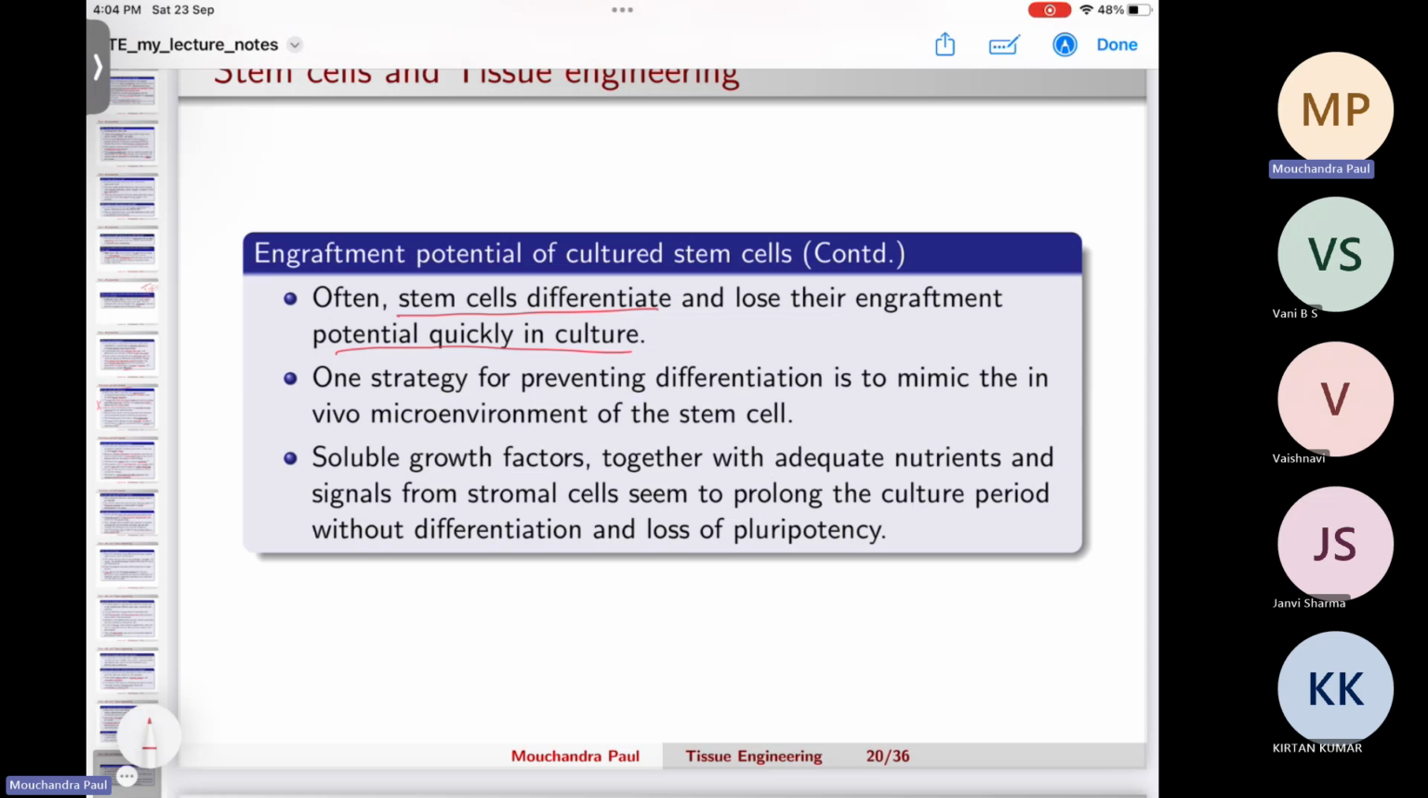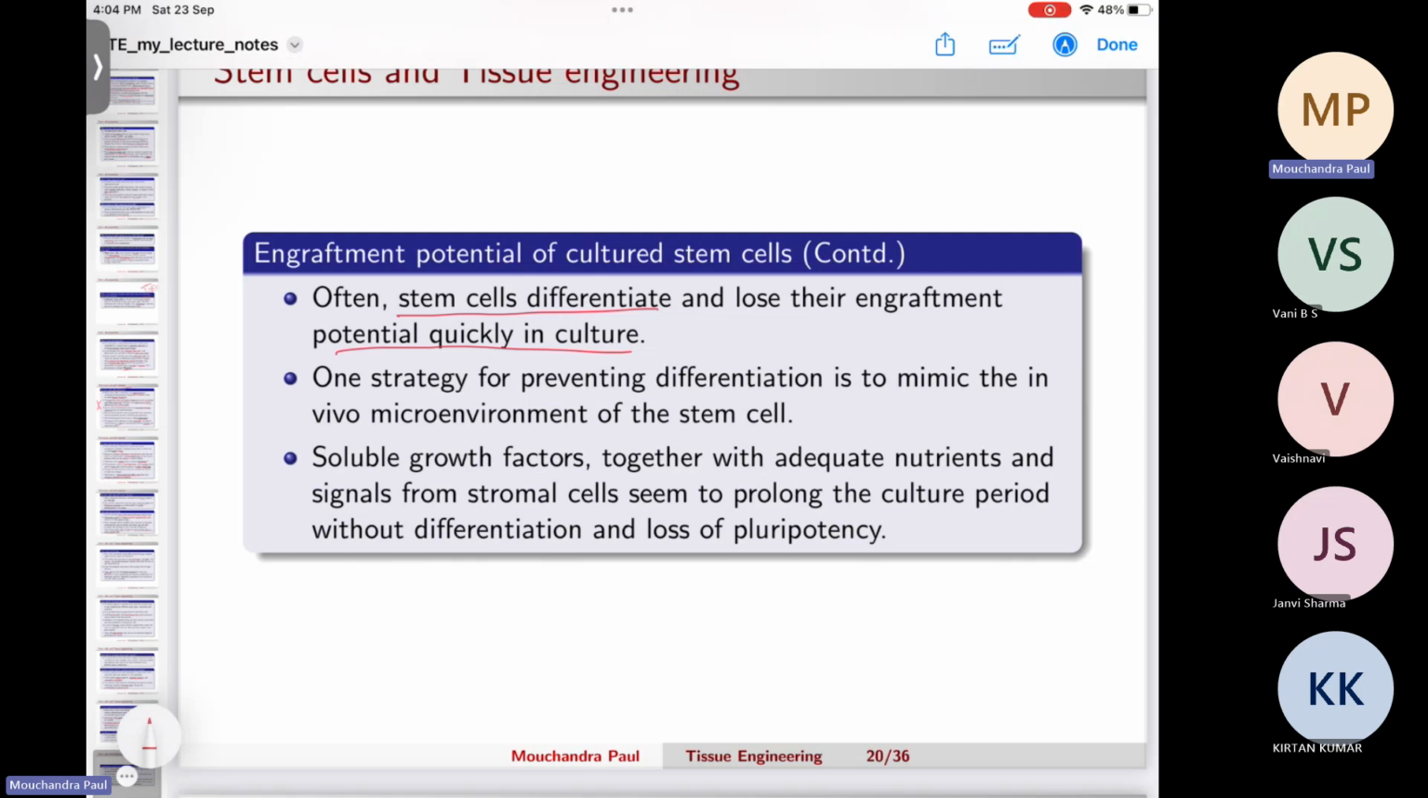So generally, what people do is culture stem cells under conditions so that they do not differentiate, and these naive, immature cells are used, rather than the differentiated ones.